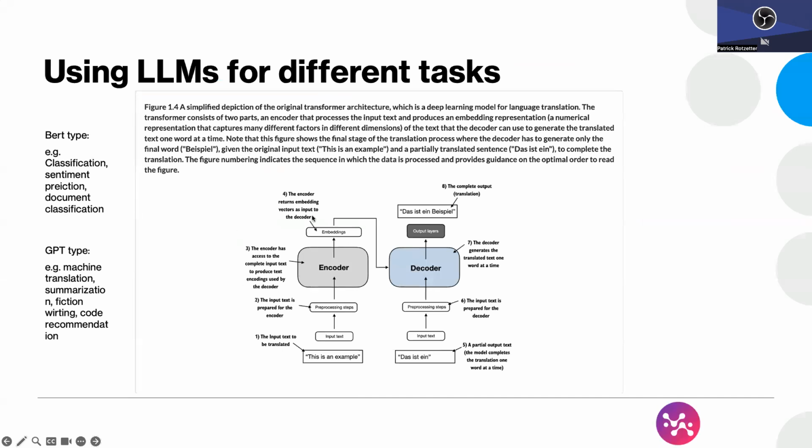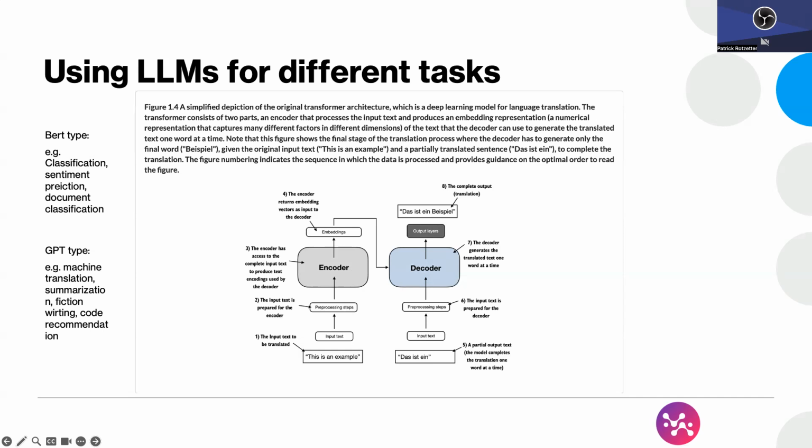Now, let's dive a bit into the transformer architecture. So this is a simplified view of the original transformer architecture. The transformer is basically made of two components: the encoder on the left side and the decoder on the right side. The encoder, what does it do?